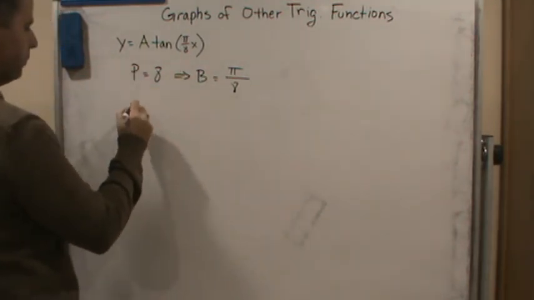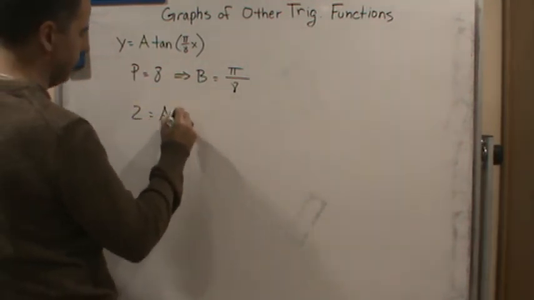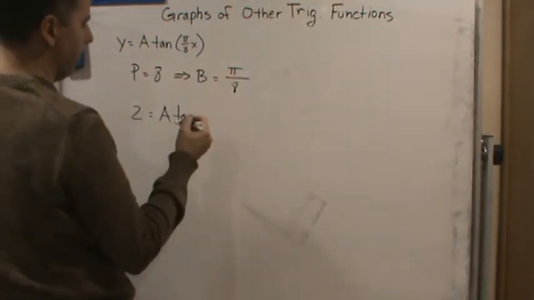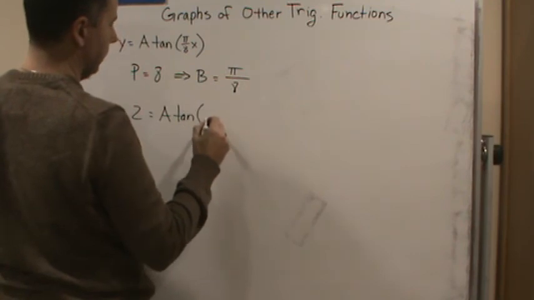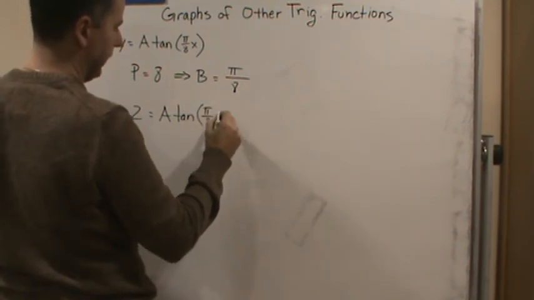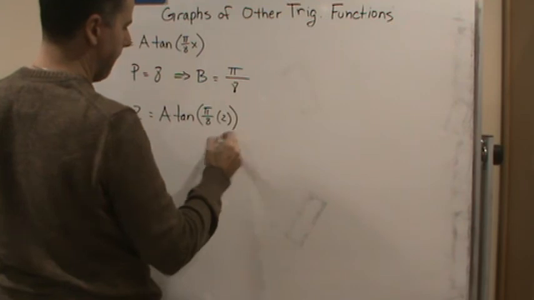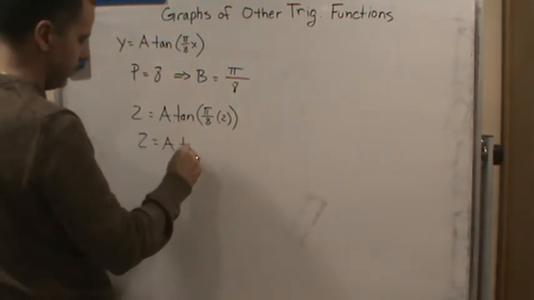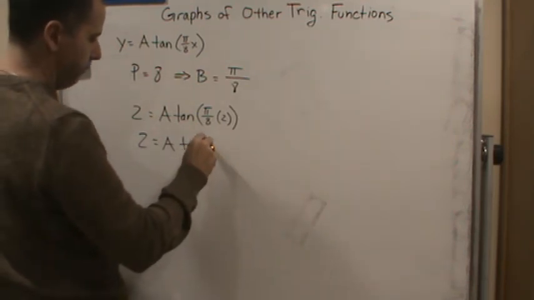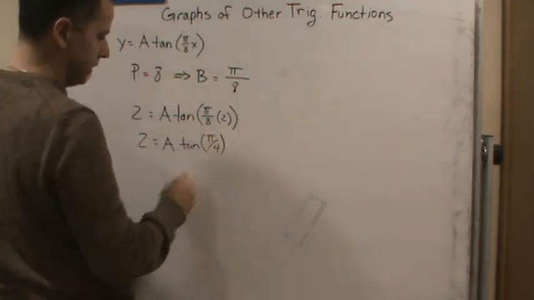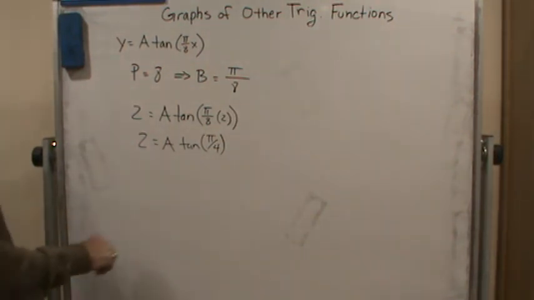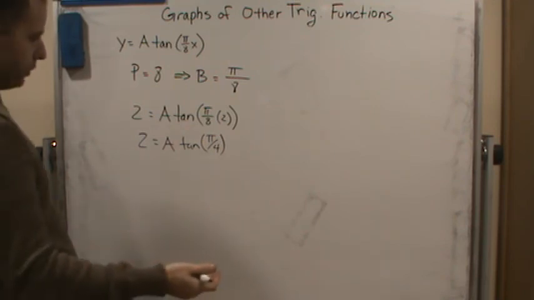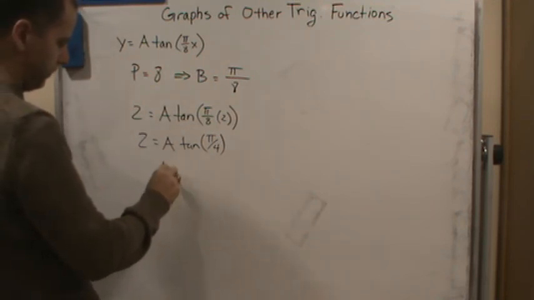So I'm going to put 2 is equal to a tangent. And there's another reason why we want to use 2: it's going to make this easy too. So pi over 8 times 2, right? And so what does this give me? 2 equals a tangent of pi over 4. Aha! Which is easy. Right? This is a 45-degree angle. And tangent of a 45-45-90 triangle we know is 1. So a equals 2.